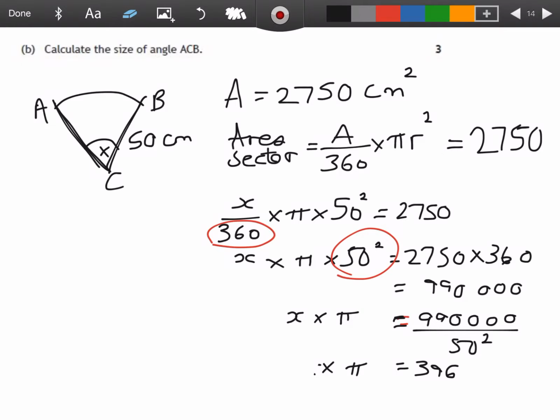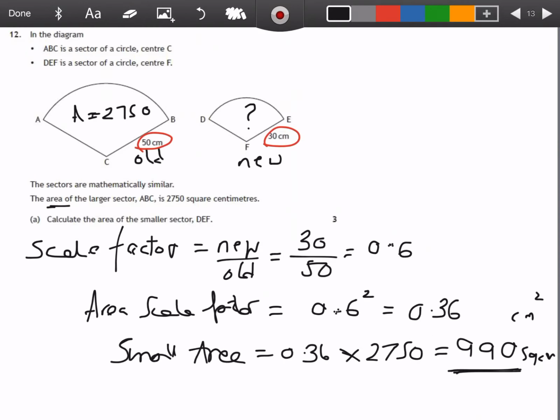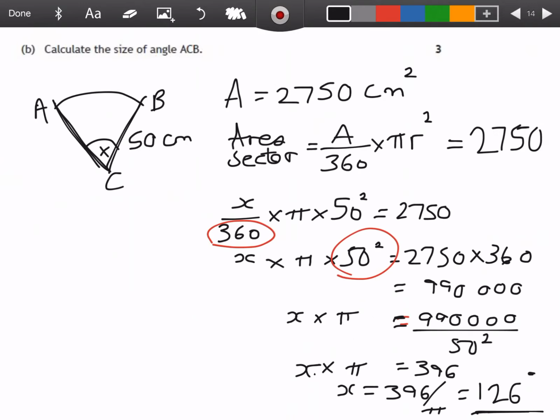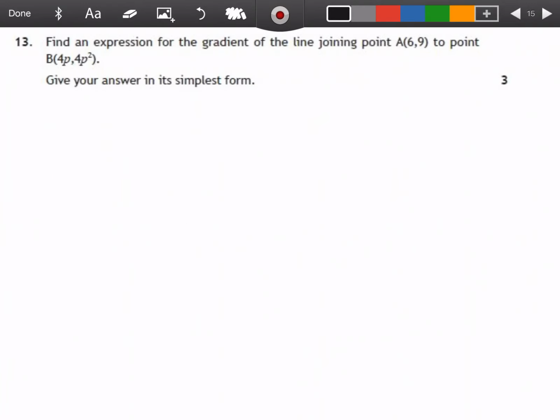How do I find out what x is equal to? Well, I do 396 divided by pi. 126, we'll say, degrees. Okay, the number after the 6 is a 0, so I'll leave it like that. Does it make sense? Yes, it's an angle, 126. My sketch doesn't look like 126, but looking at the original one, yeah, it looks about 126. It's fine.